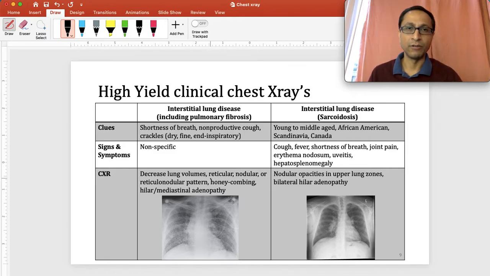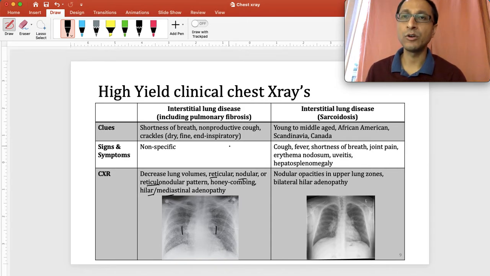Now this is important. Reticular, nodular, or reticulonodular pattern. Hey, you see that honeycombing is not only specific to bronchiectasis. Honeycombing, we can see it over here as well. And they could also have hilar or mediastinal lymphadenopathy. Hilar usually is talking about this region right over here. That's a hilar region.